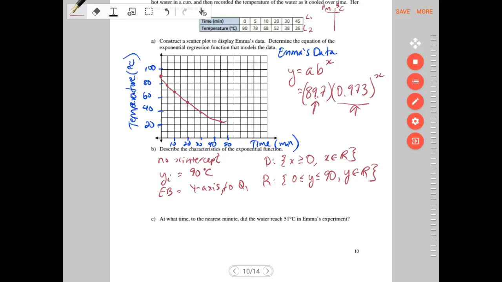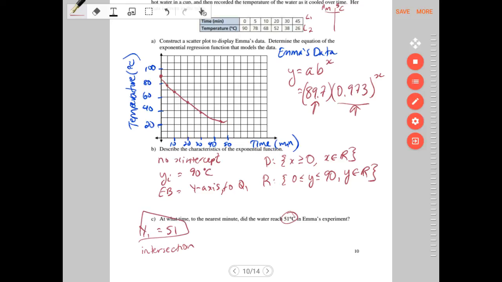At what time to the nearest minute did the water reach 51 degrees Celsius in Emma's experiment? So what you can do there is, temperature is a y value. So go to your graph in y1, type in 51 degrees Celsius. Well, I'll just type in 51, I guess. Okay. And then you want to figure out the intersection of your graph, your exponential regression equation, with y equals 51.